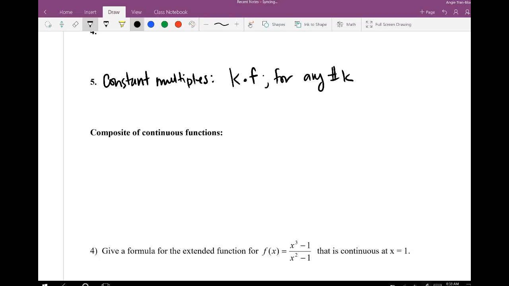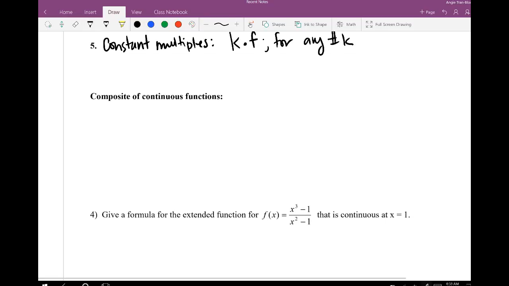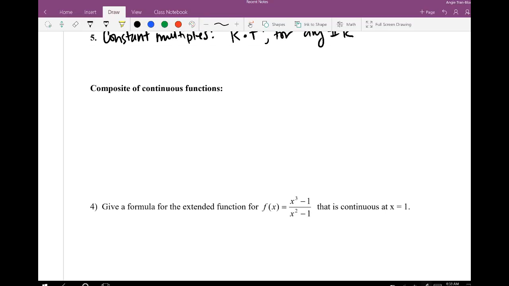So let's move on to the composition of continuous functions. If you remember, the composition was denoted as f composed with g. Remember this? Or f of g of x. Okay, so that's the notation for composition.